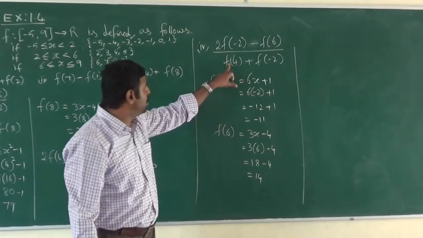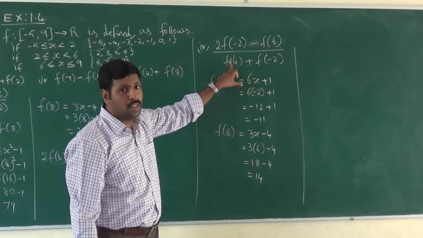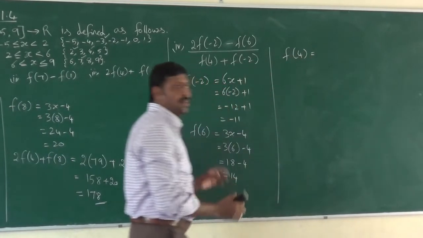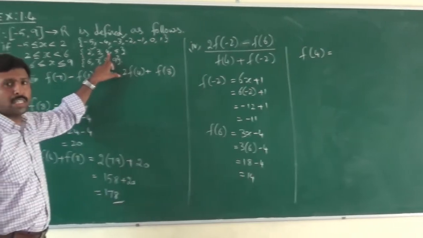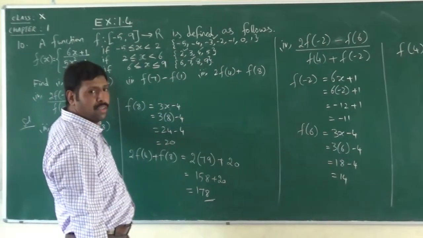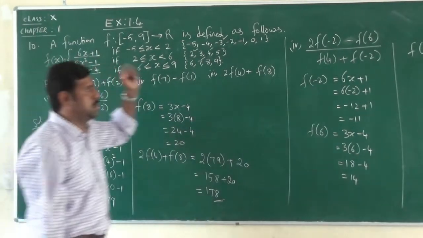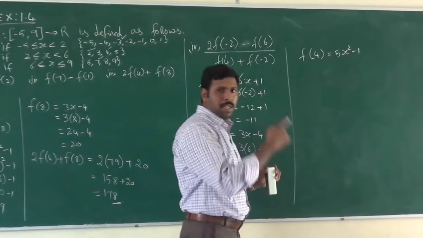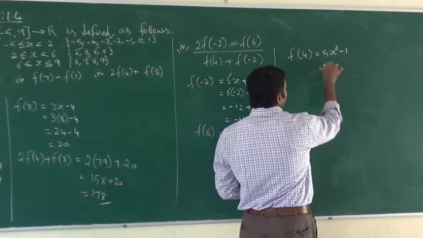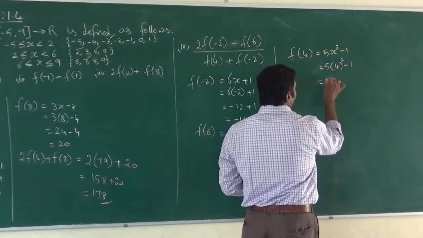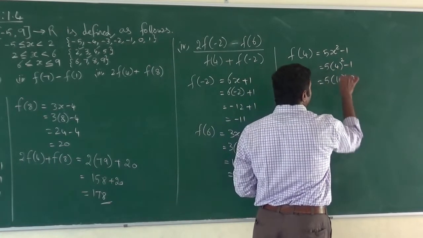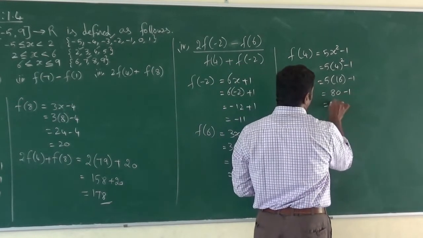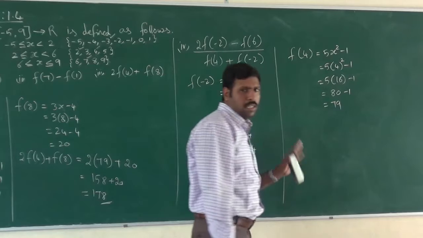Next, in the denominator we have f of 4. The 4 is located here, so we use the function 5x square minus 1. In the place of x, I apply the value 4. So 5 into 16 minus 1. 5 times 16 is 80, minus 1 is equal to 79.